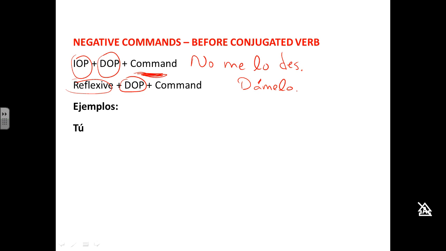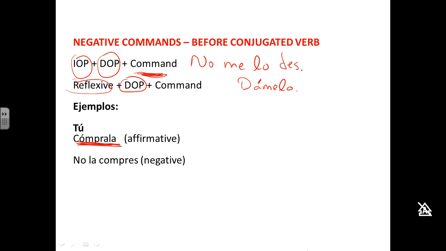Ejemplos. Okay, here's the tú form. Cómprala. Buy it. Let's say it's la comida. This is the tú positive. If you want to say don't buy it, no la compres. That would be don't buy it. That's the negative. So it goes in front. So like I said, the only irregularity here is in positive commands, you attach it.